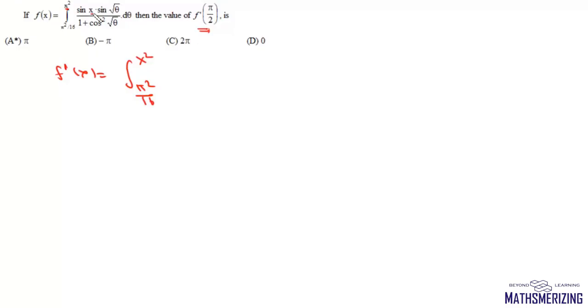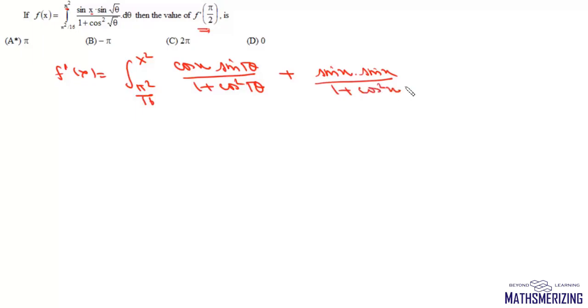Now derivative of sin x is cos x, so it will be simply cos x into sin under root theta upon 1 plus cos square under root theta. Now plus upper limit. Upper limit will be sin x into sin x upon 1 plus cos square x into derivative of x square, which is 2x, minus derivative of constant is 0.